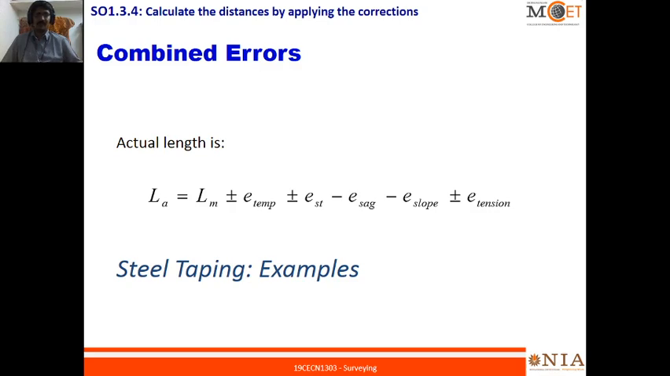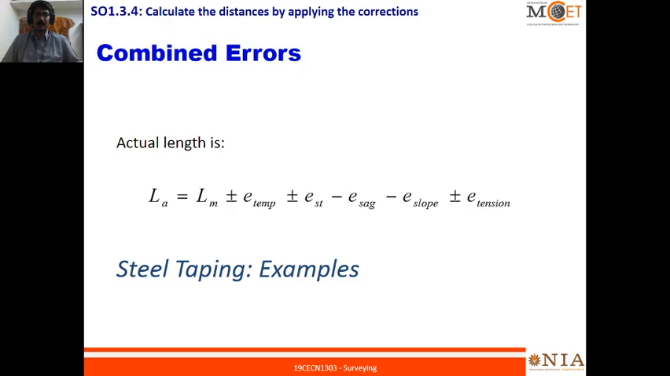What are the errors we have discussed? Due to temperature the length may vary, right? Due to the chain may be short or long, right? Due to the catenary or the sag by holding both the ends of the chain in the air, or using the chain in the slope area and considering that as horizontal, then how the correction has to be, and the applied pull or the tension over the chain or tape. So these are the errors we have seen. So for those errors the correction has to be applied.